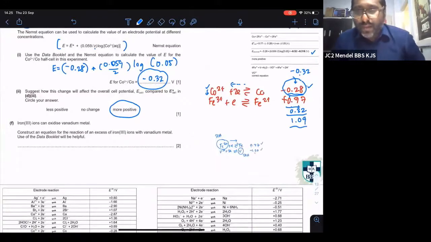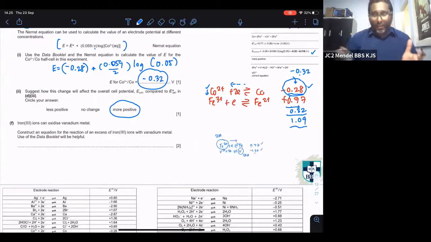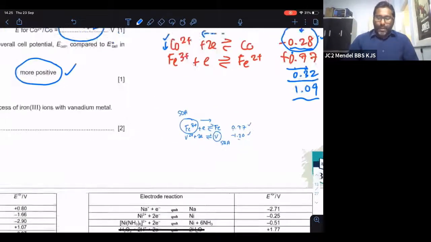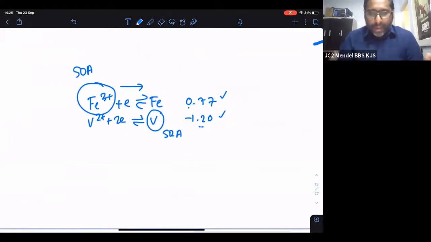Some students like to calculate the exact value. You can calculate the exact value, but still, if you compare 1.05 and 1.09, yes, it's more positive. Now, the next question is constructing an equation for the reaction of excess iron 3 with vanadium metal. This one, you need to look at the E value for Fe3+ and vanadium.